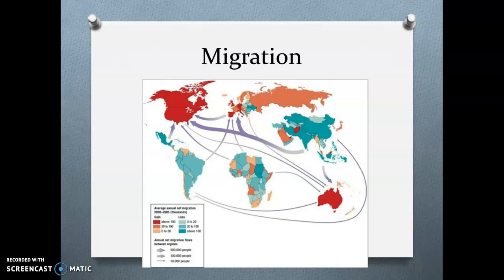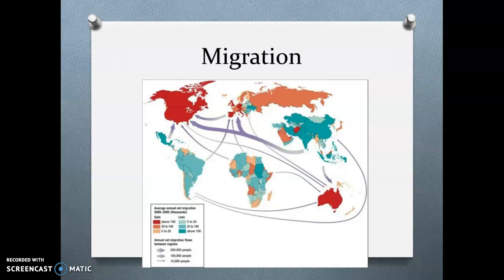When we talk about migration, we often talk about push and pull factors, right? Push meaning pushing me out. If we look at Syria and the Civil War, people being pushed out. Pull factors pull you into a place. So I've got a better job, a better opportunity. That's a positive thing that pulls you in. A lot of times there's a mixture of both.